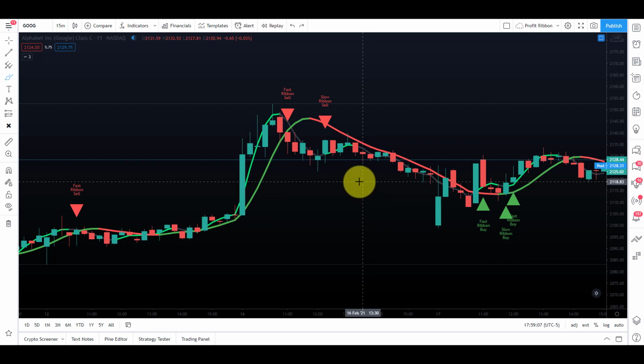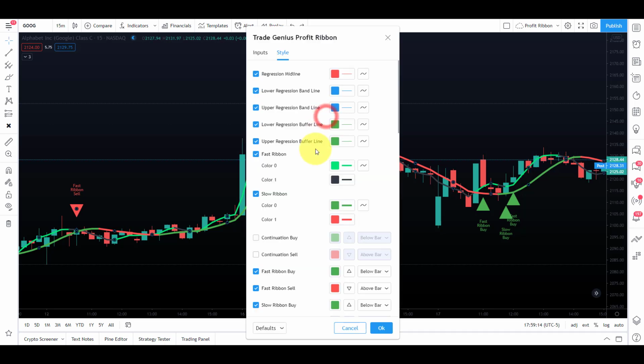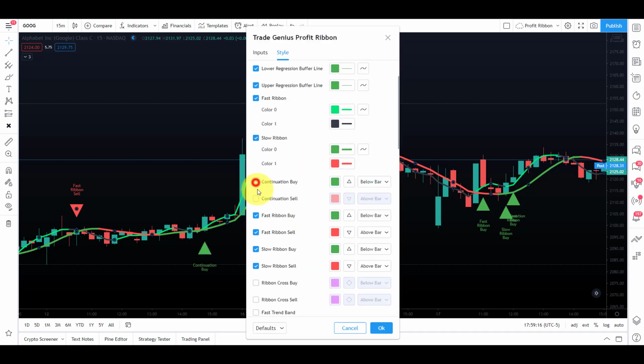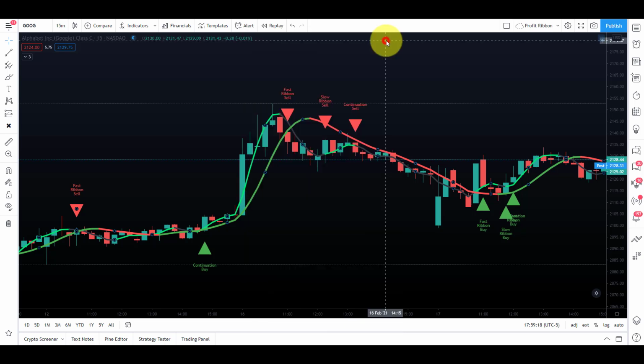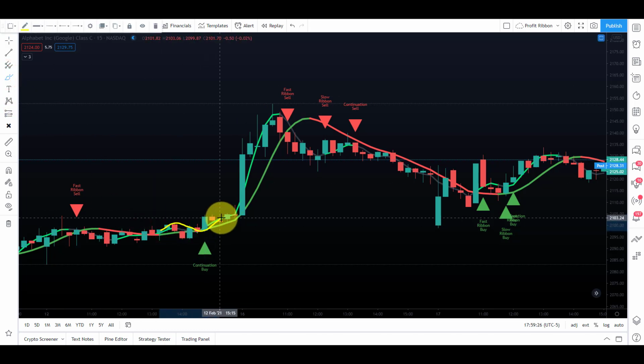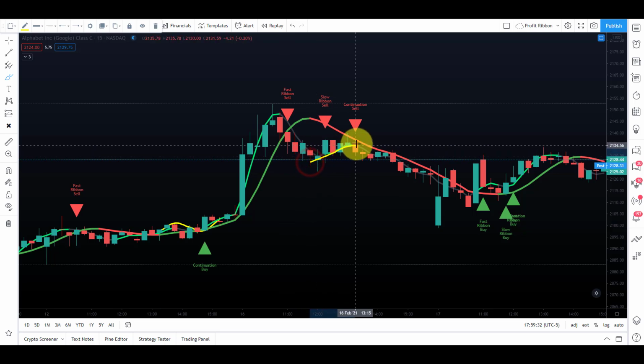There is a continuation signal that we created for the profit ribbon that goes on top of this. I'm going to turn that on now. So it's the continuation buy and the continuation sell. So there's a continuation buy again because it fires here because we had that fast ribbon come in against the slow ribbon and do one of those moves. Okay, so that's if you're on the buy side, and then a move against that slow ribbon, that's on the sell side, and you get the continuation sell there.